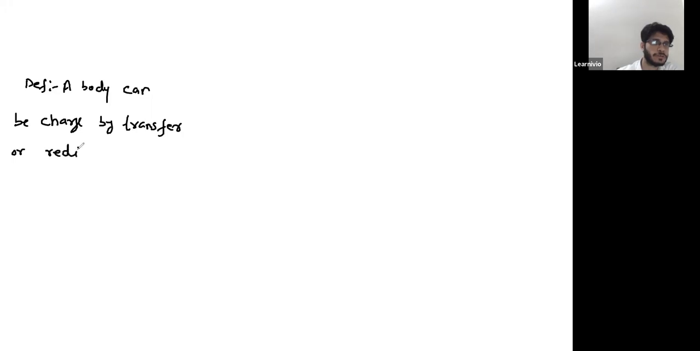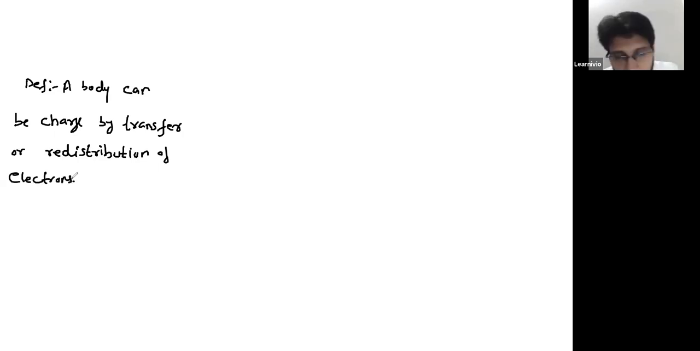So next is the definition of charge. If you want to charge a body, then you will either add electrons or remove electrons. A body can be charged by transfer or redistribution of electrons. This is how we charge the body. So we can charge a body by transfer or by redistribution of electrons.